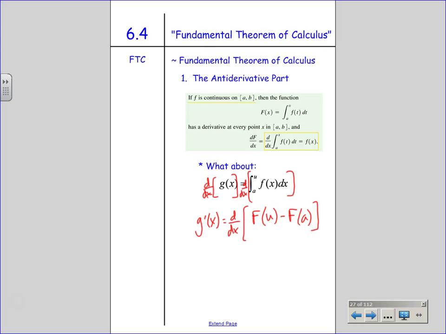True? Okay, so if we were to try to solve the integral from a to u of a function f of x dx, it'd be antiderivative of u minus antiderivative of a. True? What happens if you take the derivative of the antiderivative of u minus the antiderivative of a? Yeah, we could call it f prime of u minus 0.